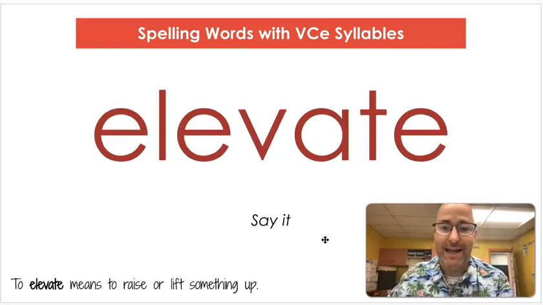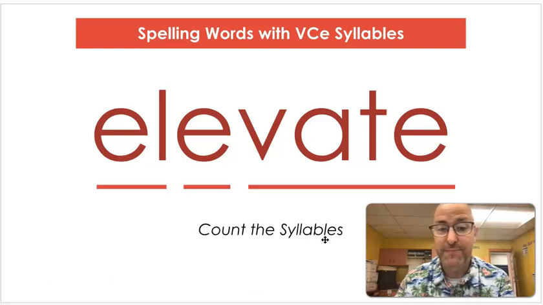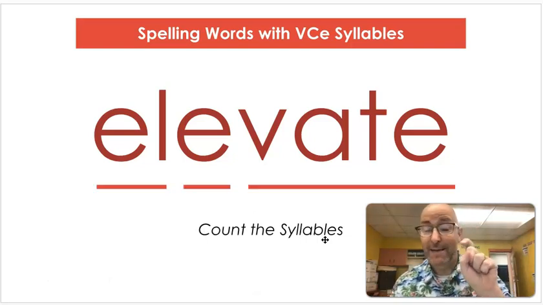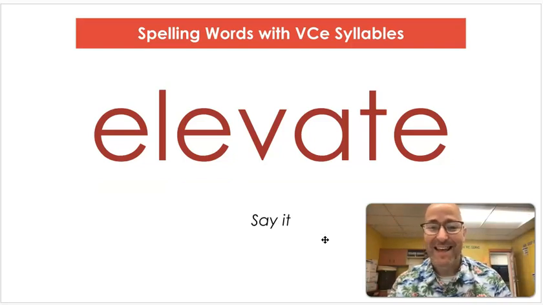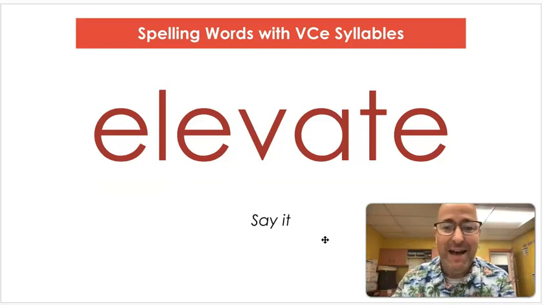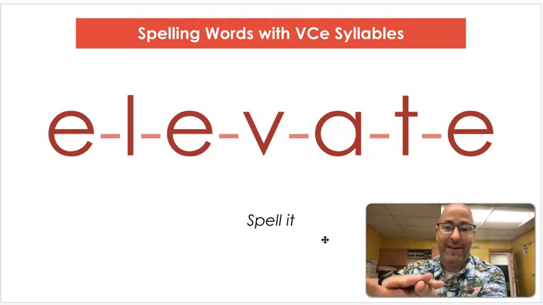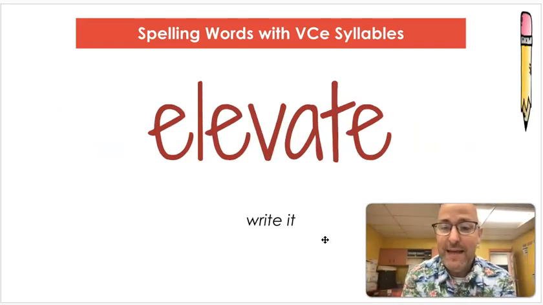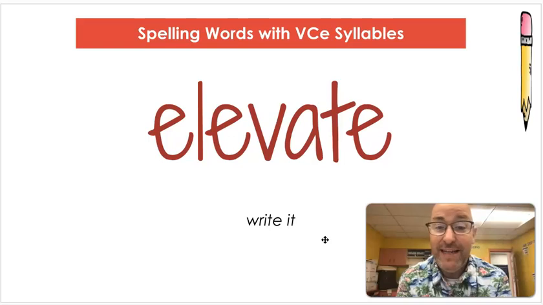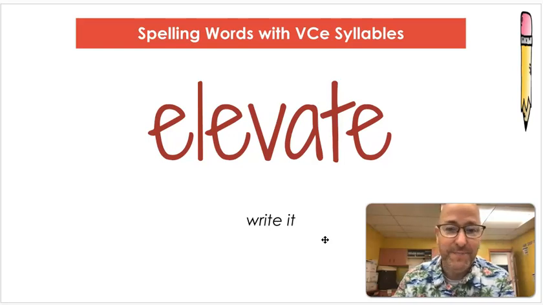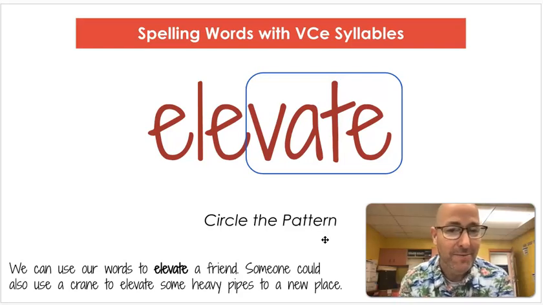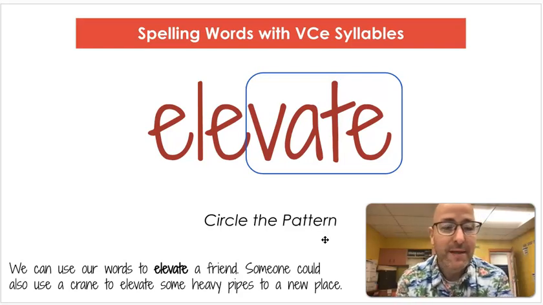Our next word is elevate. Say elevate. To elevate means to raise or lift something up. Let's count the syllables. E-L-E-vate. Elevate. Let's spell it. E-L-E-V-A-T-E. Elevate. Let's write it. And then let's circle our pattern. Our last syllable, vate. We can use our words to elevate a friend. Someone could also use a crane to elevate some heavy pipes to a new place.